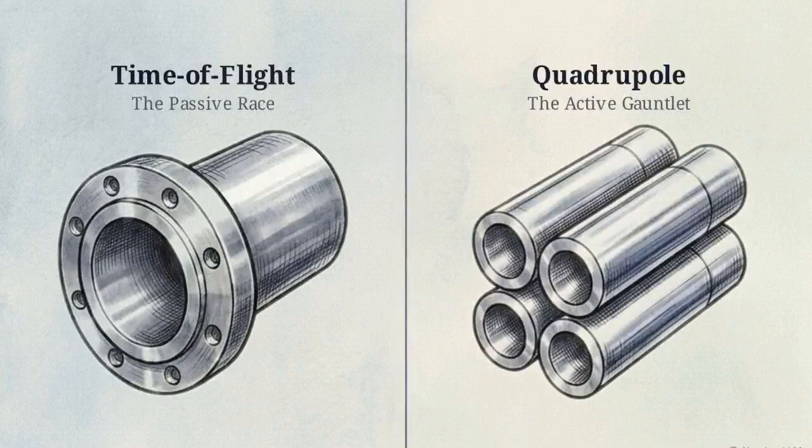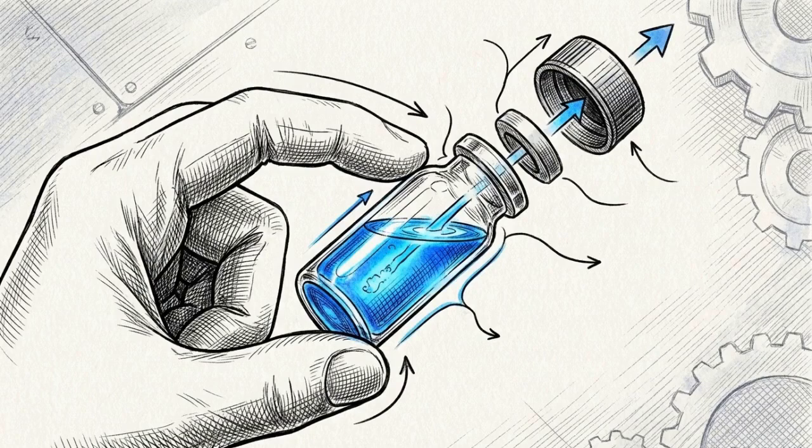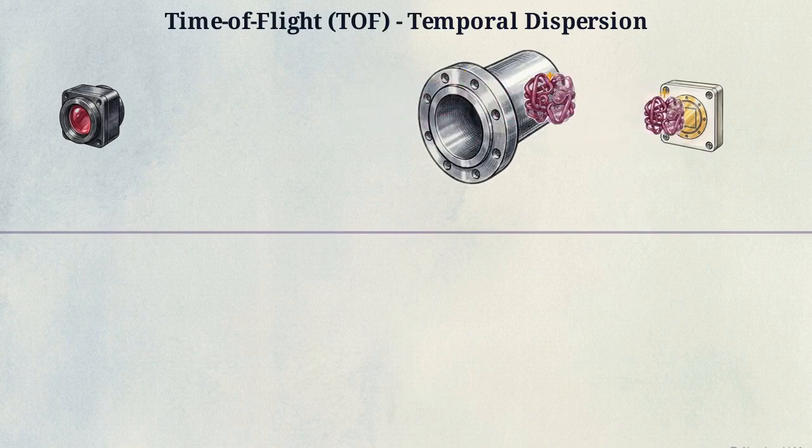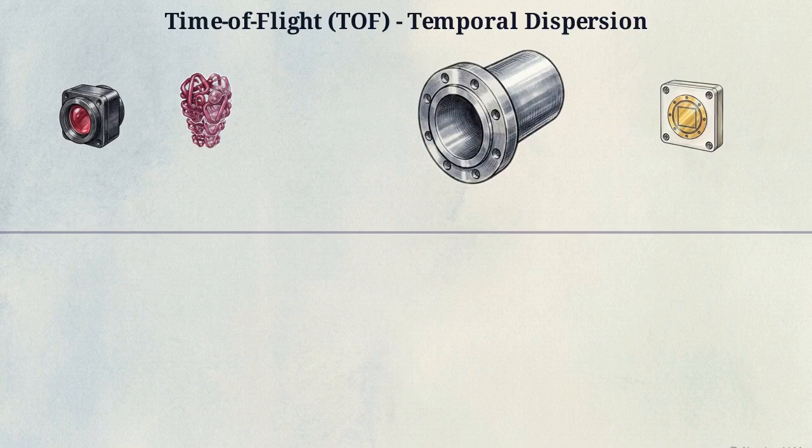Time of flight measures the passive decay of velocity. Quadrupoles enforce active spatial resonance. The choice is never arbitrary. It is strictly dictated by the physical state of the sample. If an analyst is vaporizing massive, fragile proteins using rapid, discrete laser pulses, the instrument must be a TOF to handle the extreme mass and capture the pulse data.